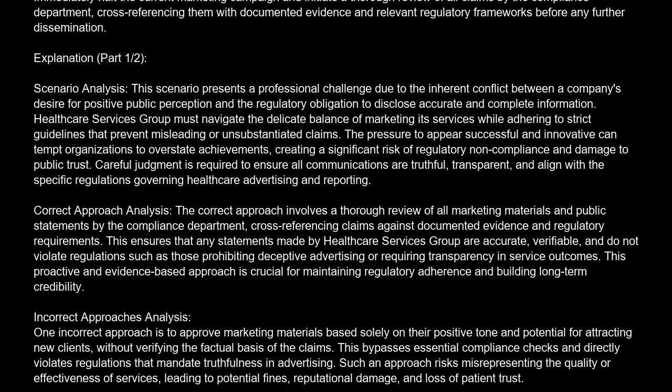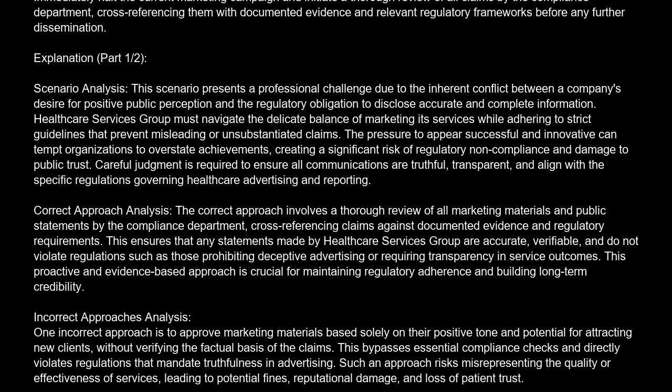The correct answer is C. Immediately halt the current marketing campaign and initiate a thorough review of all claims by the compliance department, cross-referencing them with documented evidence and relevant regulatory frameworks before any further dissemination.